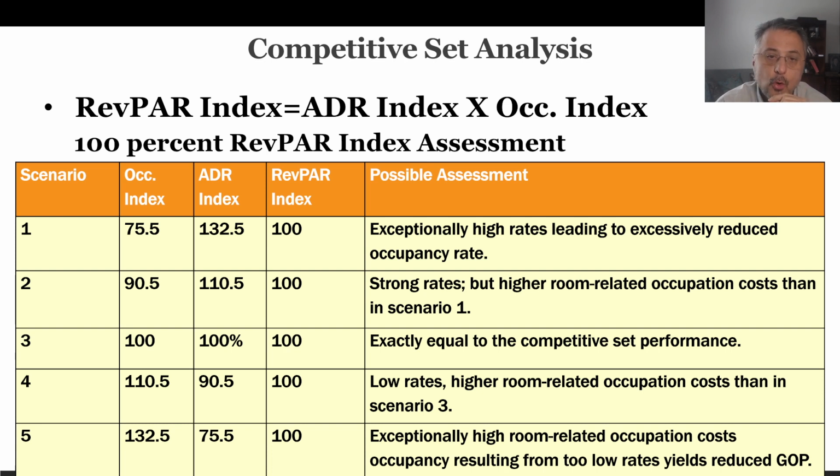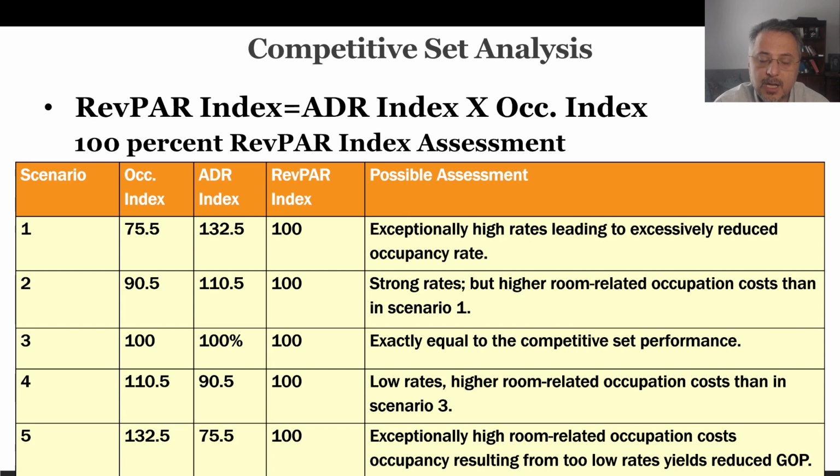Okay. Now, our RevPAR index is 100, which means we are at exactly the same level as the comp set. But let's look at the first one. Occupancy index is low, ADR index is high. So our occupancy is doing, not necessarily worse, but less than our competitive set. But ADR index is doing much better. So exceptionally high rates lead to excessively reduced occupancy, because our ADR, our price, was high, and that is reflected in the occupancy dropping. But somehow we were able to still get the 100 RevPAR index. If you look at the second one, still strong rates, but higher occupancy than in scenario 1. Okay, because our occupancy went up while the ADR went down. We still get the same RevPAR index, but our other values changed.